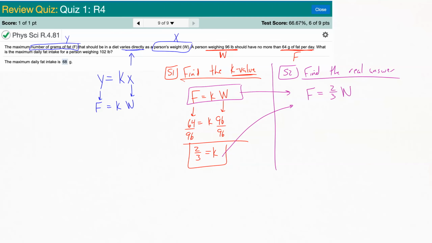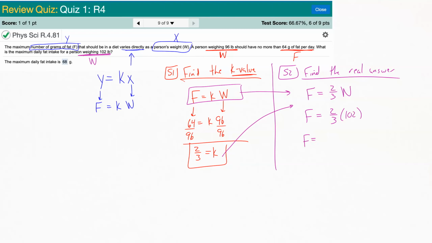And now we go see what information they gave us. They'll either give us the f or they'll give us the w. In this one, they're saying that the person is weighing 102 pounds. So that's going to be our w they're giving us. So we take that and we plug that into this equation: 2/3, and then our w is 102.